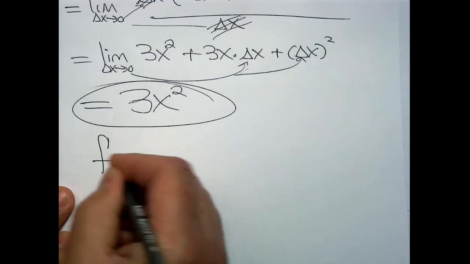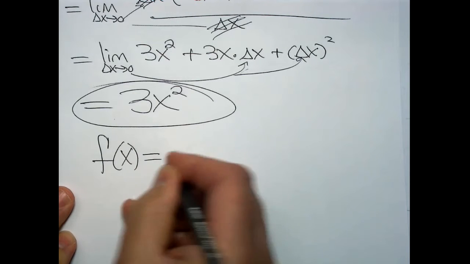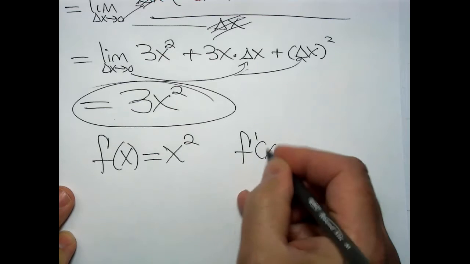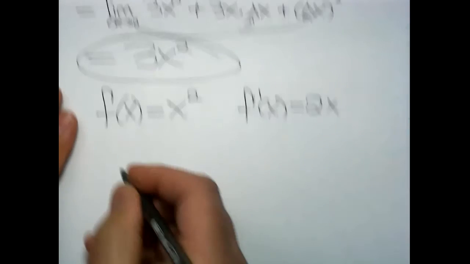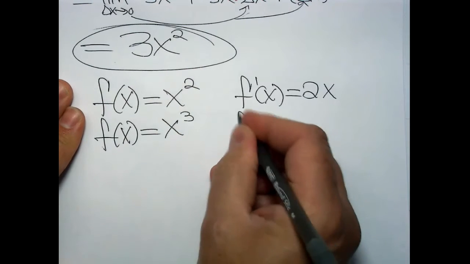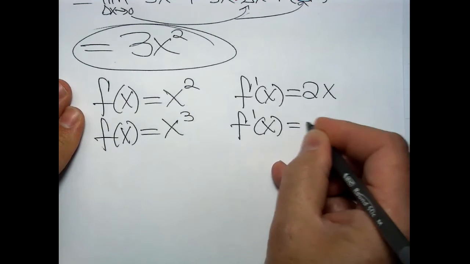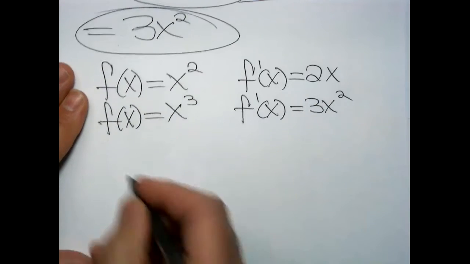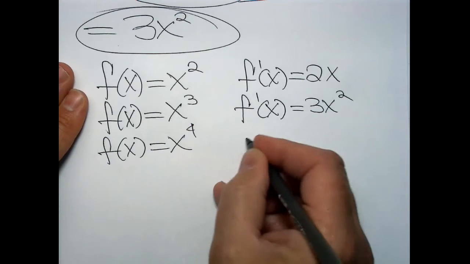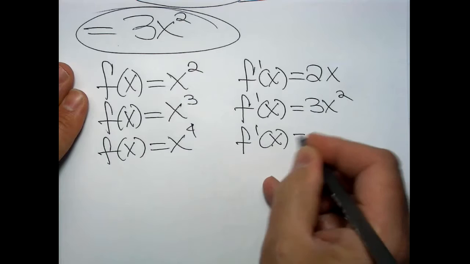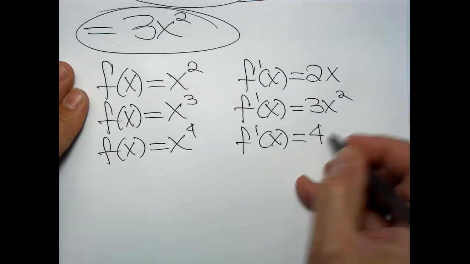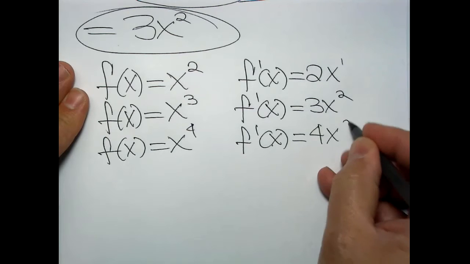So let me summarize some results for you. The f of x was x squared. f prime ended up being 2x. The f of x was x cubed. f prime ended up being 3x squared. And I will say, if I kept going, the f of x could be x to the 4th power. f prime, well, think about what it might be. Follow the pattern here. 2, 3, 4, x to the 1, 2, 3.